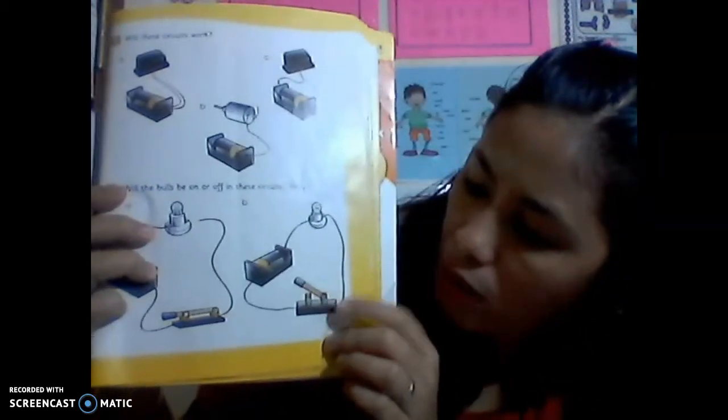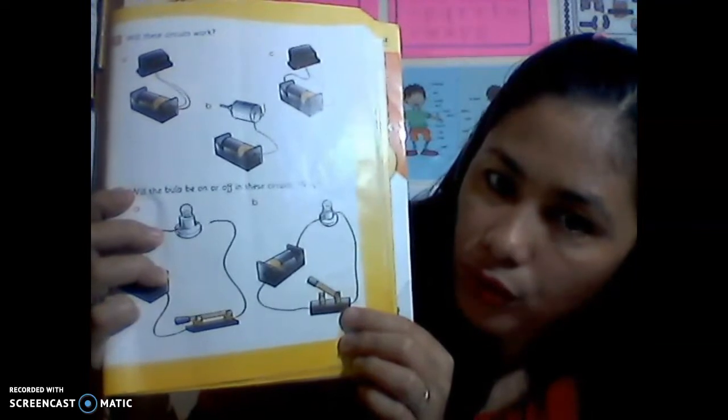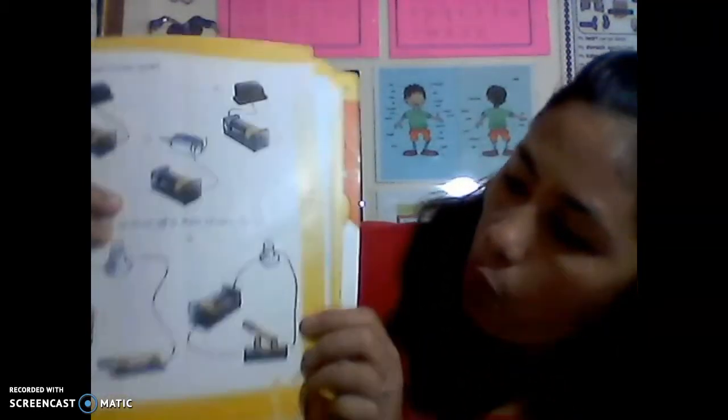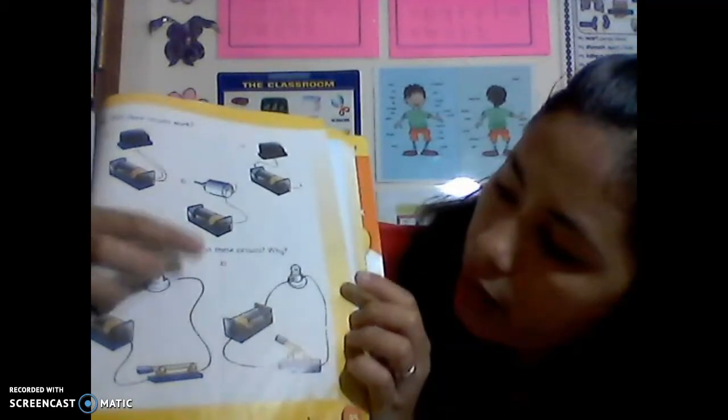Okay, how about letter B, picture B? Can you tell me what symbol of the switch this is? Is it on or off? Remember, if the switch parts are touching each other, it means it's on, right? If one is open and there's a gap, it means the switch is off. When it's on, the electricity can pass through it. But if there's a gap, the electricity will not pass through it.